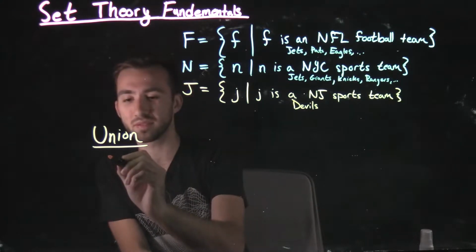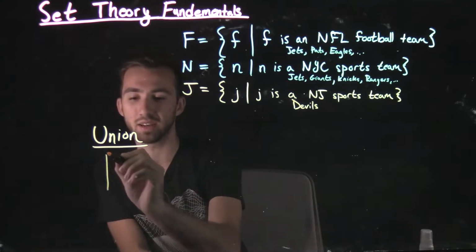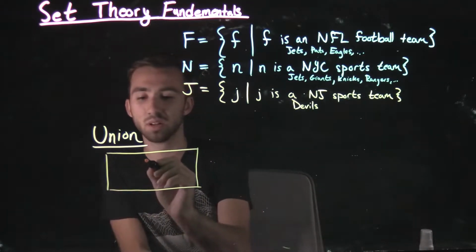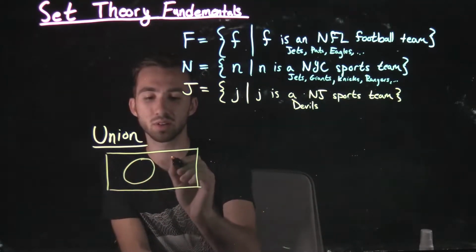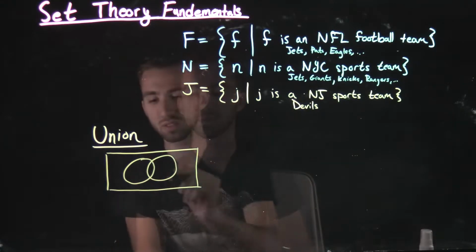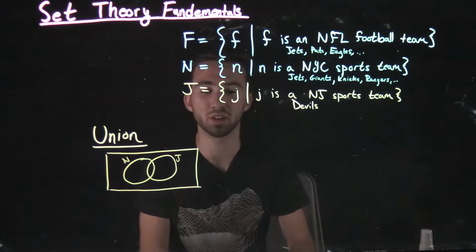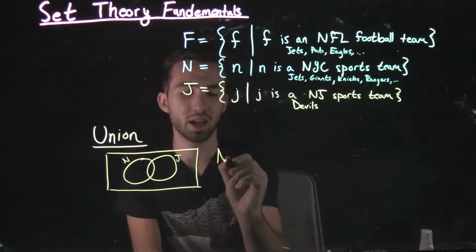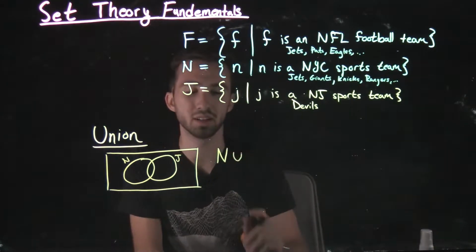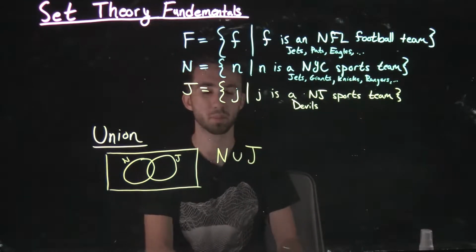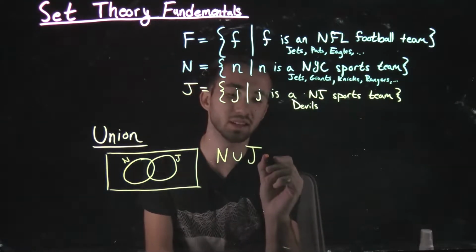A lot of people might have seen this Venn diagram. This is the one you're probably used to from elementary school, where you have two circles that are overlapping. So say we have our sets N and J. We want to take our union operation, which is N union. It's shaped like a U. That's how you can remember it. J.